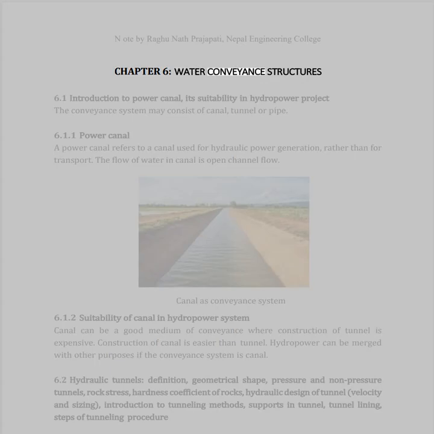Chapter 6, Water Conveyance Structures. 6.1 Introduction to Power Canal. Its suitability in hydropower project. The conveyance system may consist of canal, tunnel, or pipe.